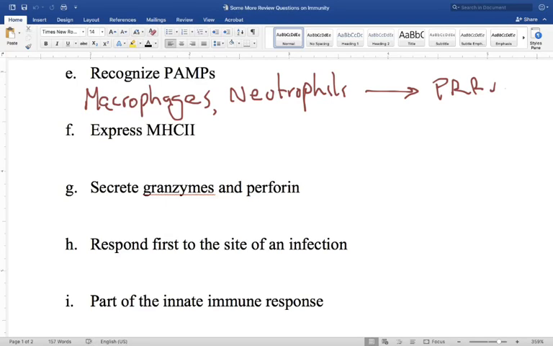Okay, let's do one more. Which cells secrete granzymes at birth? TC and NK cells. Perfect. All right, we'll stop there for today because we've run out of time.